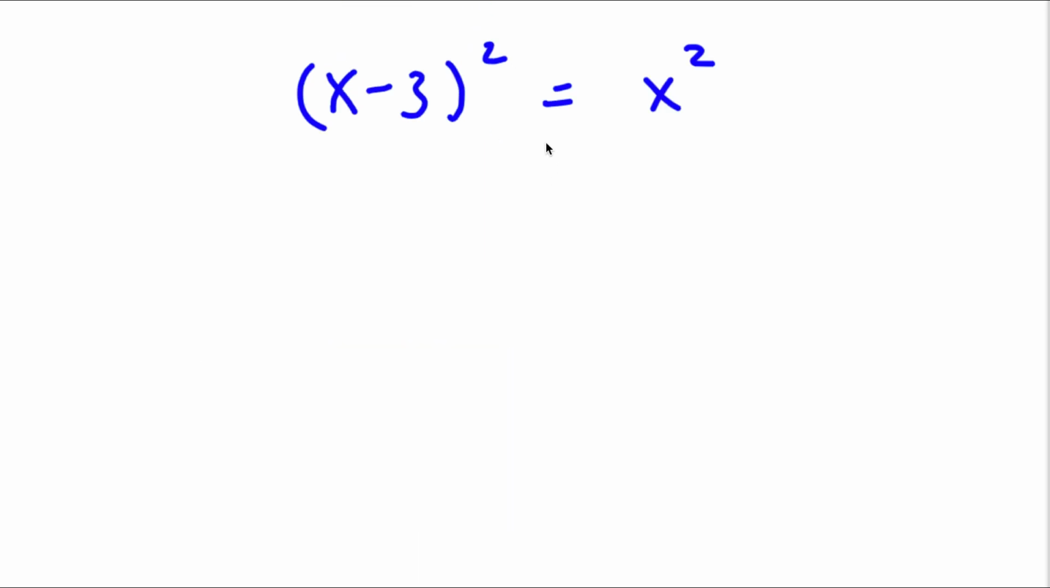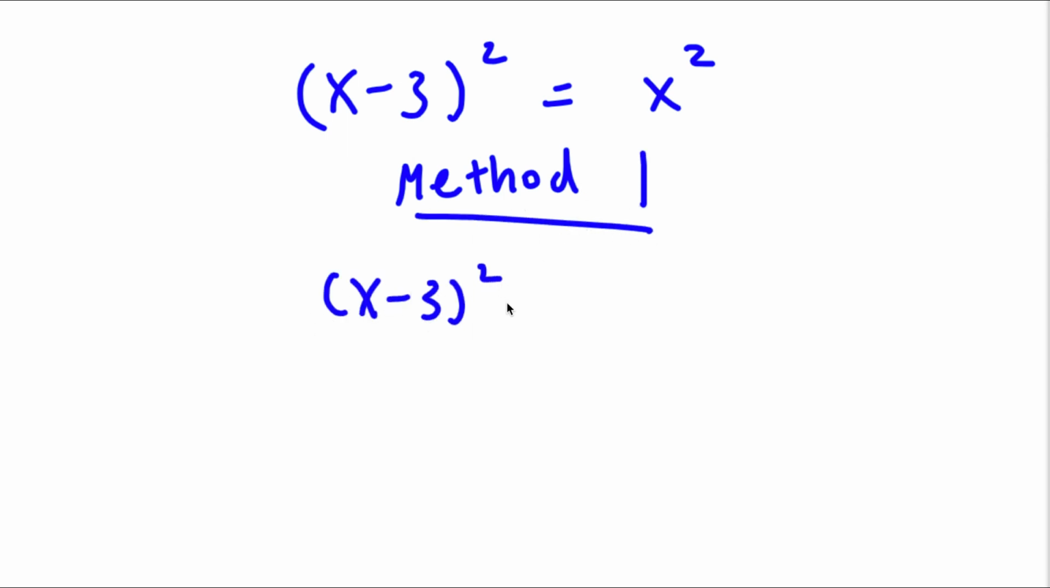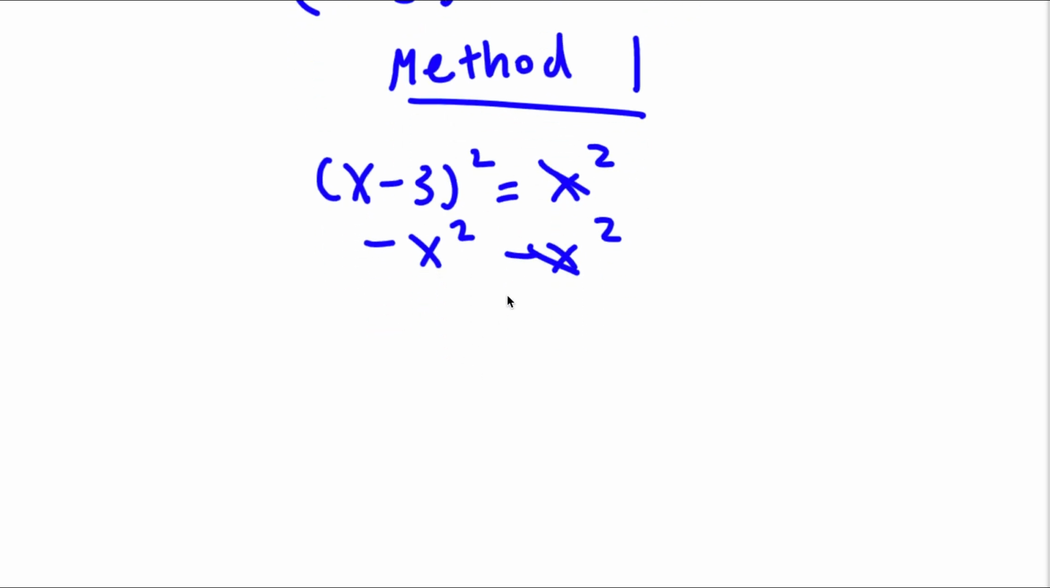Alright, so I have (x minus 3) squared is equal to x squared. And I actually have two methods to solving this problem. So for method 1, (x minus 3) squared is equal to x squared. I'm going to first start by subtracting x squared on both sides. These two cancel out. And now I have (x minus 3) squared minus x squared is equal to 0.